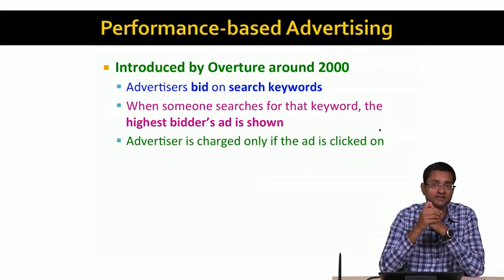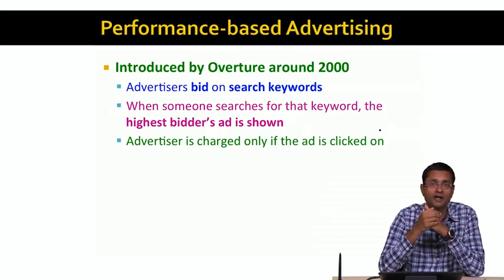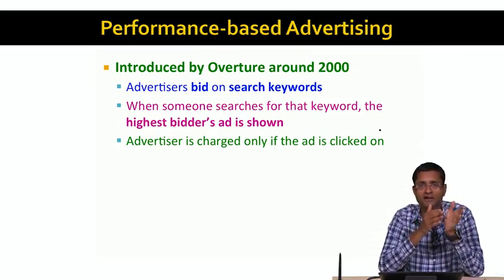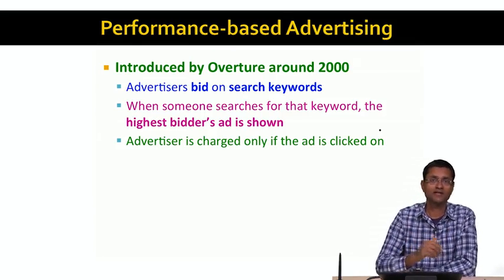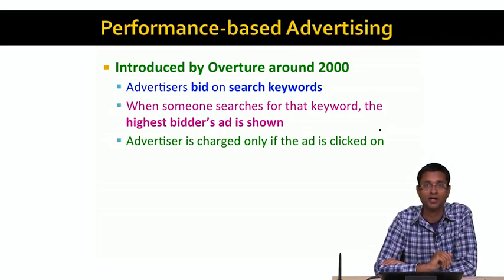the actual search results. But the key innovation that Overture made was that the advertiser was charged only if the ad was actually clicked on. The advertiser did not pay for the impression, but paid only for the click. This is called performance-based advertising, or cost per click advertising, to distinguish it from the impression-based or CPM advertising that preceded it. It turned out that advertisers really liked performance-based or CPC advertising, and Overture did really well and ended up being acquired by Yahoo much later on.